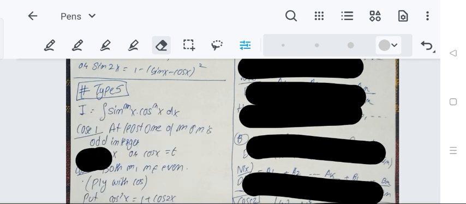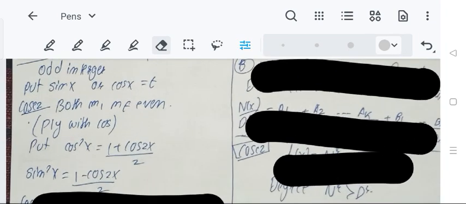And type 5, this is similar to the above question. Above we have seen the integration of sin raised to the power m x multiplied by cos raised to the power n x. Case 1 is that at least one of m and n is an odd integer, both can be odd or a single one can be. Then put sin x equal to t or cos x equal to t.